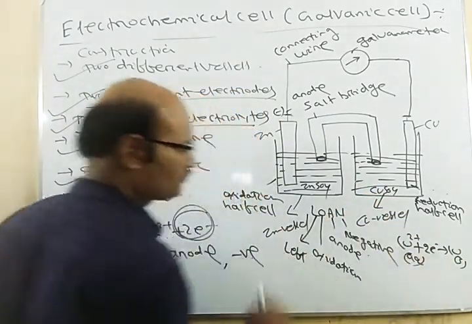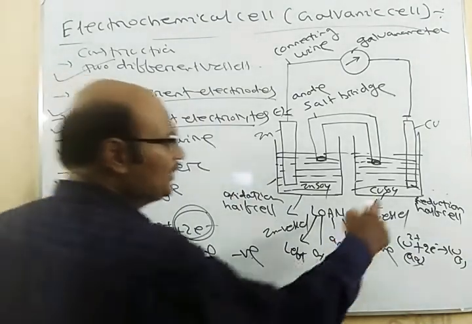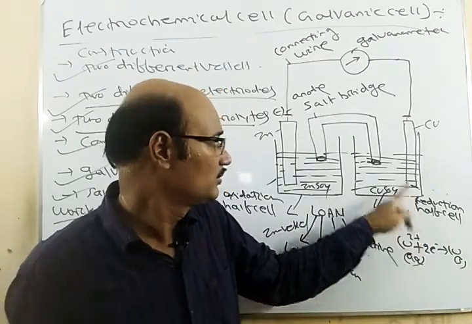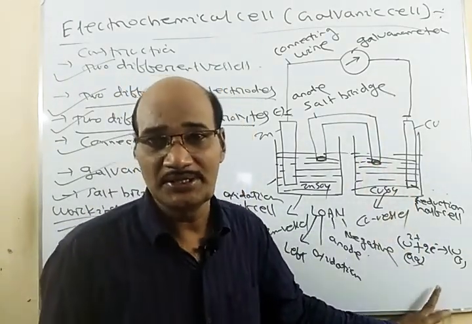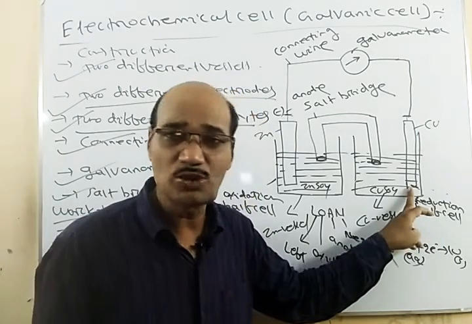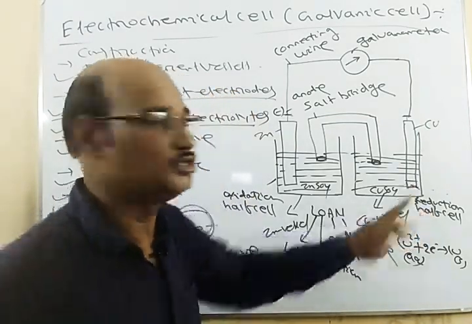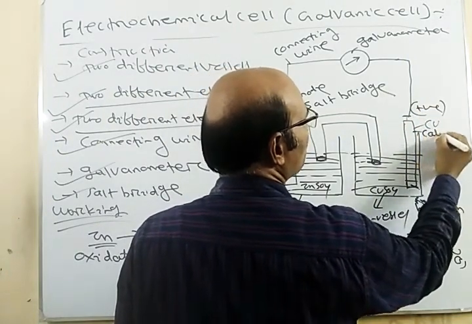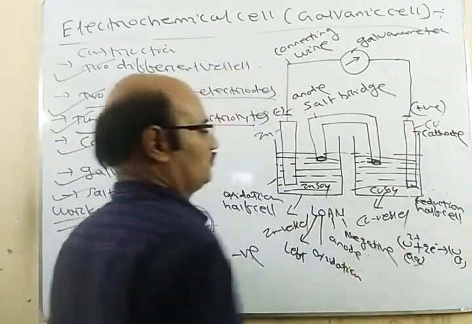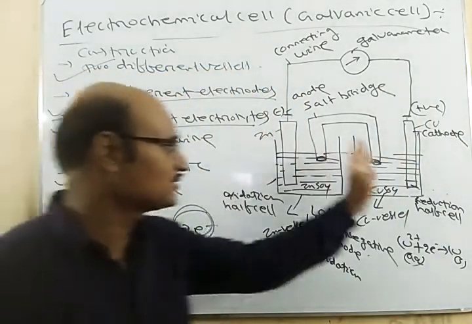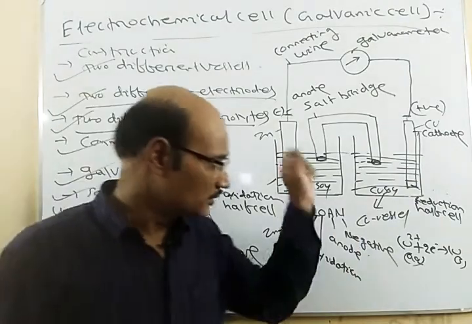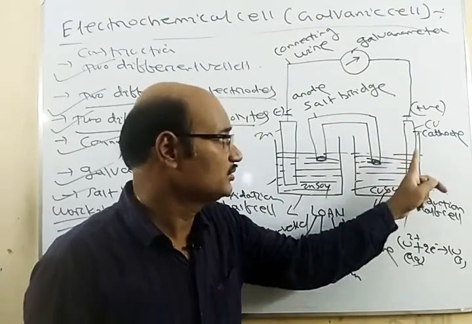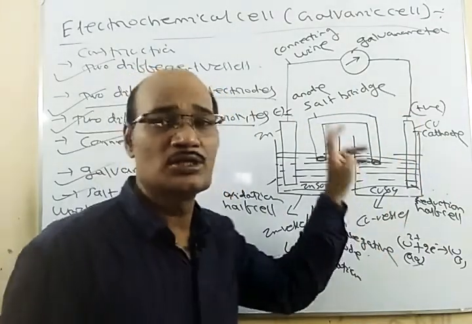Reduction is taking place here. At the cathode there is a demand of electrons. That means this is electron deficient, so the charge is positive. This is called the cathode. So on the right side, reduction takes place. The electrode is the cathode, the charge is positive, and this is called the reduction half cell.